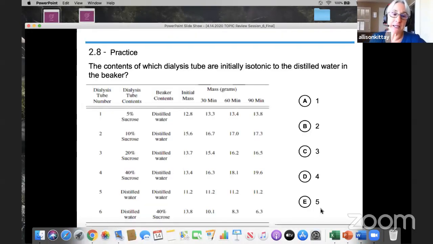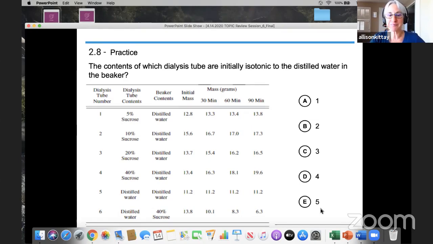So my first practice is just to see if you're comfortable with the concept of isotonic, right? This question is asking you the beakers of which dialysis tube are initially isotonic to the distilled water in the beaker. So I want you to look at the initial mass of each of the dialysis tubes, and there are 6. And then you look at the mass after 90 minutes, which would be the final mass, right? So isotonic means they're the same. So we should not see any change in mass, right? So look over your data, look over your choices, and see if you can spot any that do not change in mass.